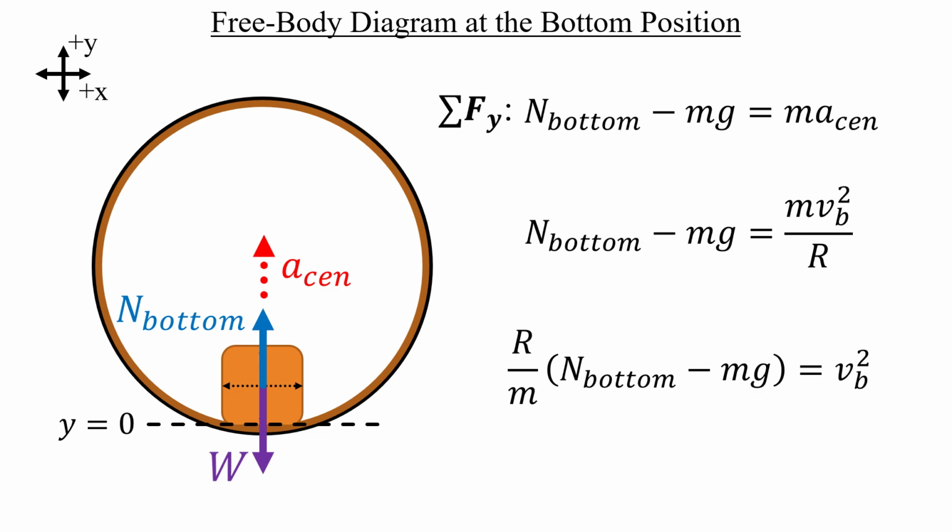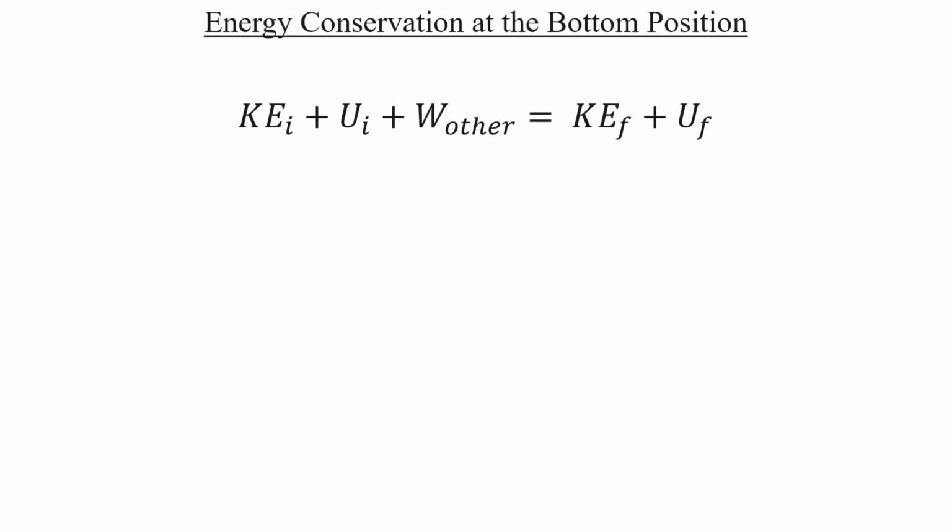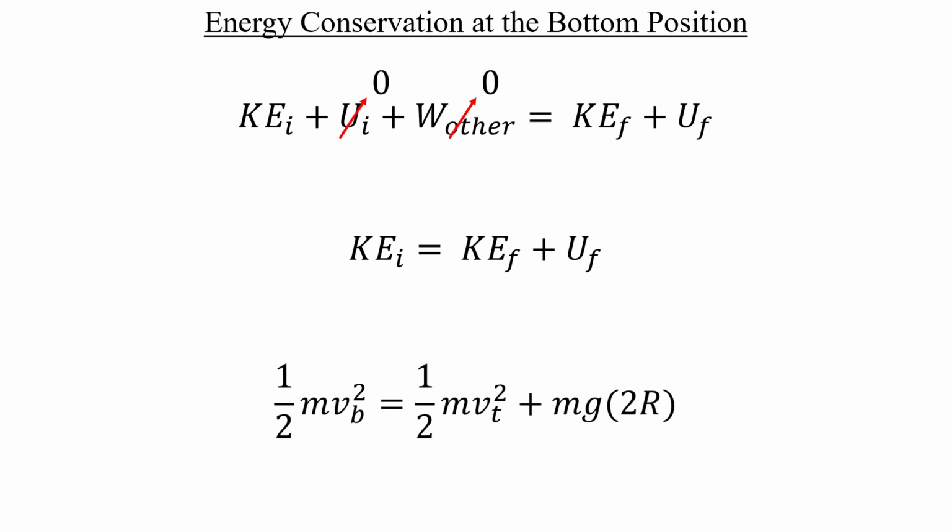Instead, we can apply the conservation of energy to the block at this position. Since we said y is equal to 0 at the bottom of the circle, there won't be any initial potential energy. There's no friction on this track either, so let's get rid of the other work term as well. Here's what's left. When we plug in the energies, the goal here is to solve for the square of the velocity at the top, which is this v sub t squared variable right here.